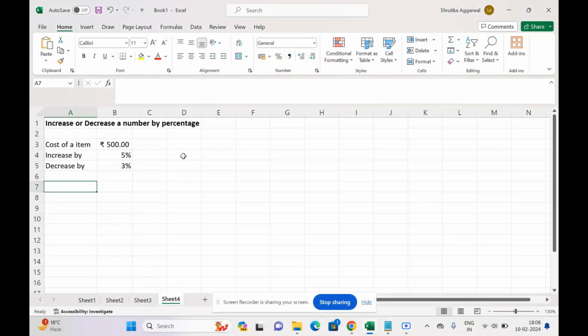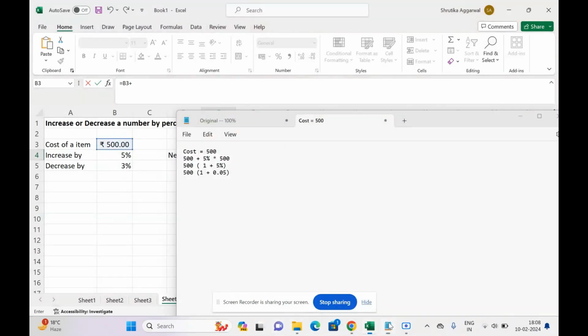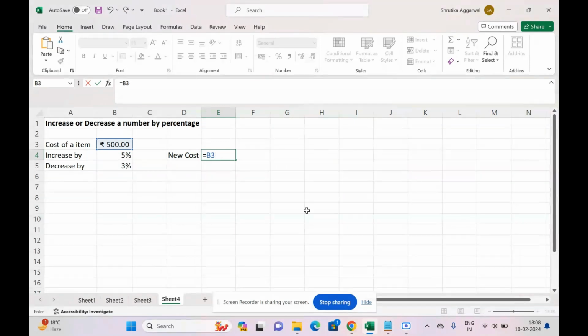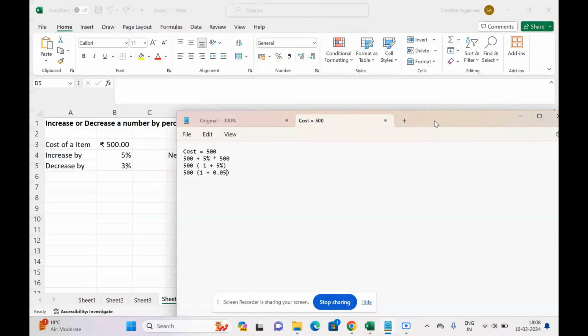So let's see what the new cost is when I increase it. It will be equal to 500, that is cell B3, times (1 plus 5%). It wasn't plus, it was multiplication. That gives 525 rupees. Now let's see the decrease. I think it is easy to do now.